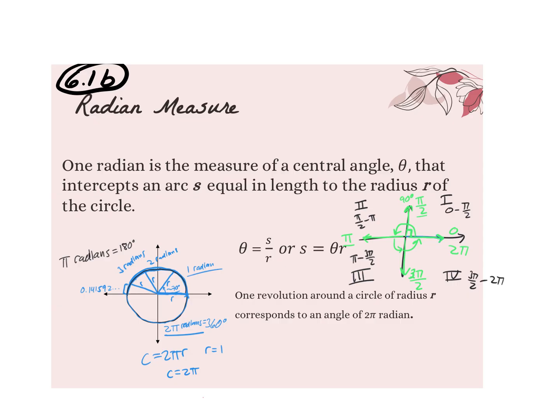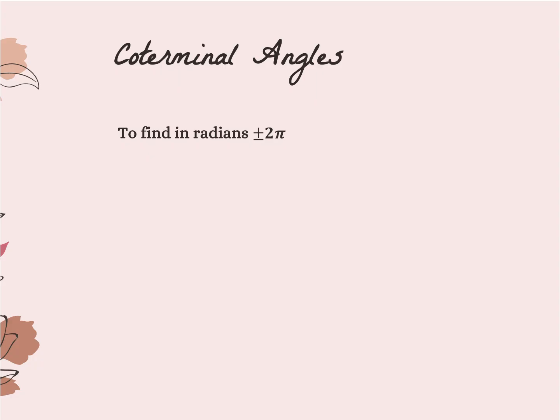and in what direction. Exactly like before, to find a coterminal angle, we said in degrees to add or subtract 360. We're going to add or subtract 2 pi, because 2 pi is 360. I didn't mention that in the previous slide. I think I said 180 is pi, but 2 pi is also 360 degrees.